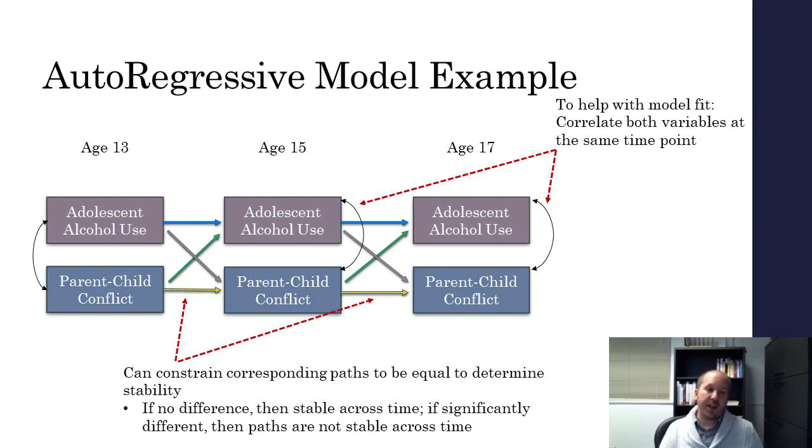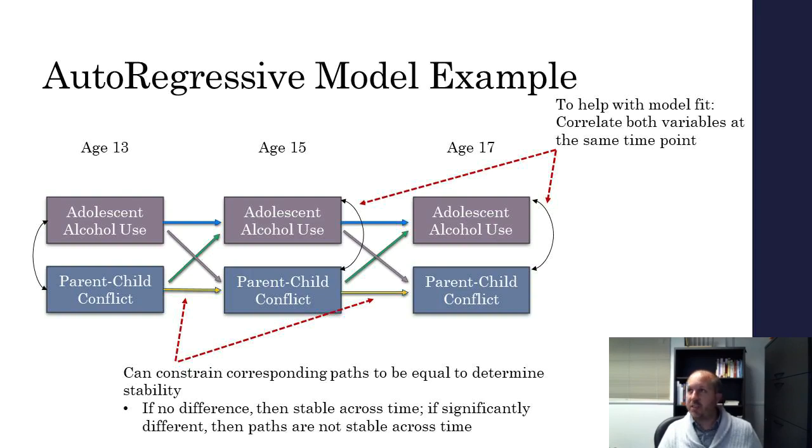The blue line here is adolescent alcohol use onto itself, adolescent alcohol use at each time point. The yellow is parent-child conflict onto itself. And then the green and the purple are the cross-lag portion. So that's looking at parent-child conflict onto adolescent alcohol use, and then back onto parent-child conflict later on. In the other one, we have adolescent alcohol use onto parent-child conflict and then back onto adolescent alcohol use. So we're looking at that bidirectional impact.